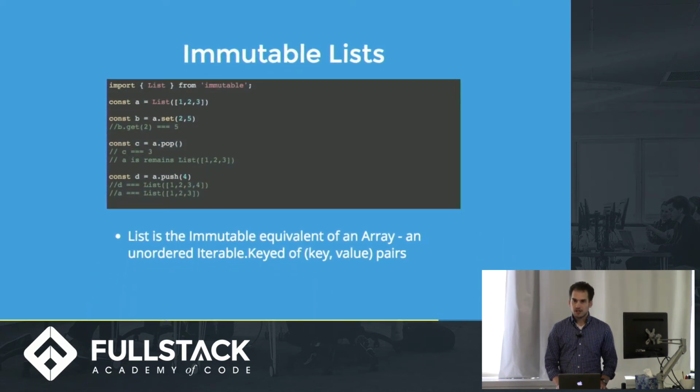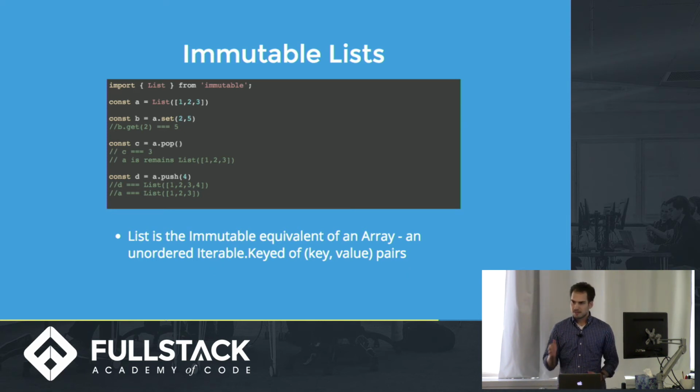The equivalent of JavaScript arrays are immutable lists. You can create a list just by putting in an array to set up a list. And again, you use set or get instead of bracket notation. So we're going to set index 2 equal to 5. Now if we get index 2, it gets 5. And this is on the new structure.